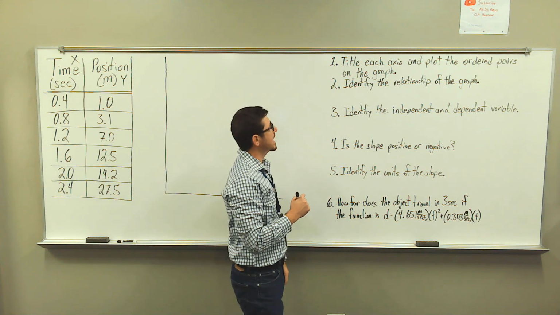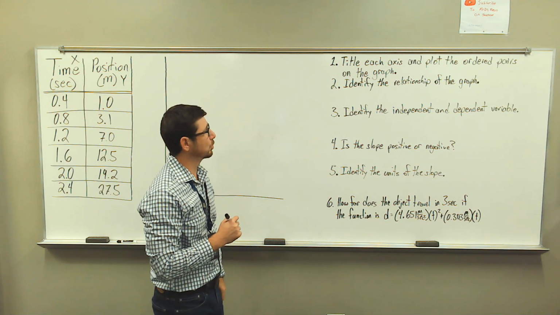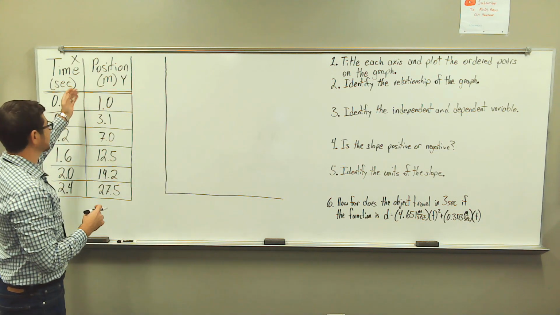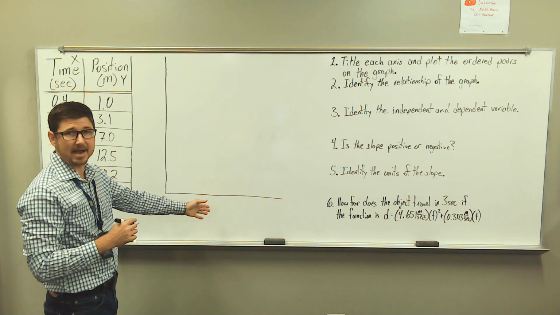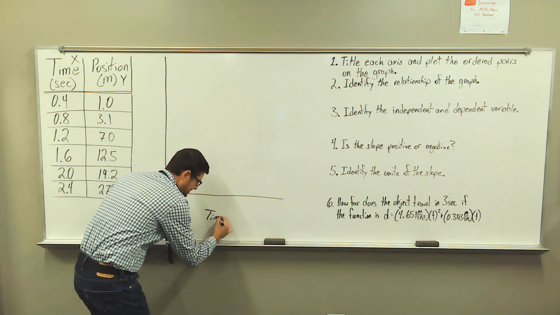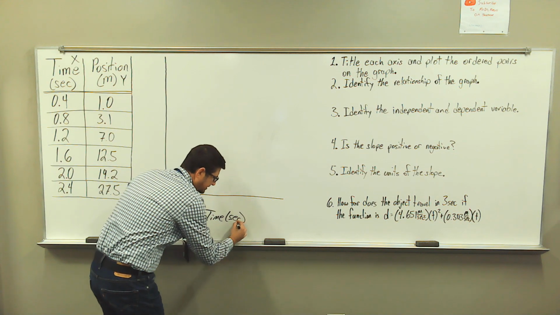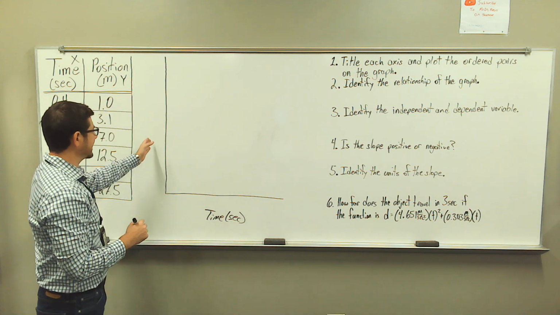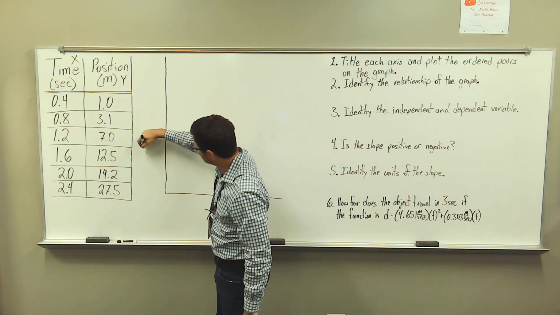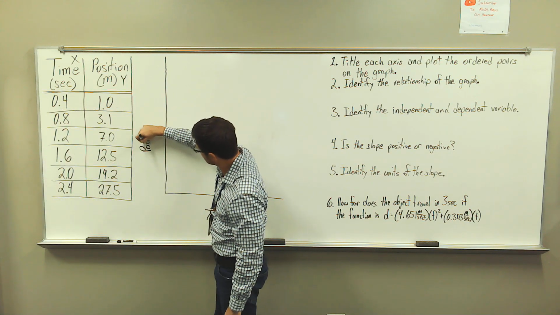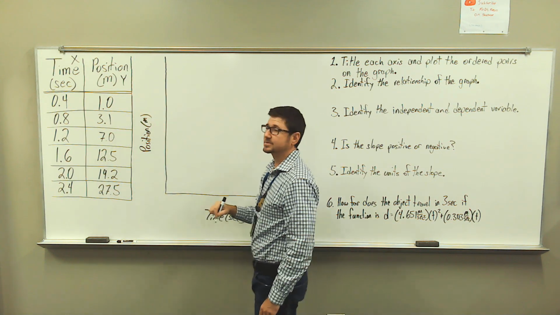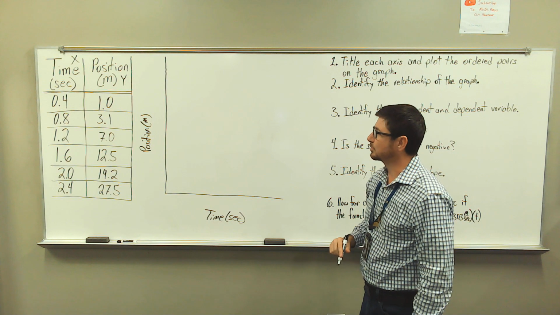It says title each axis and plot the ordered pairs on the graph. Well, we know that our independent variable is time, so let's go ahead and title the x-axis. So I have time, and I have units of seconds, and then we have position, that's our dependent variable. So I have position with units of meters, okay? And we're provided some ordered pairs here.